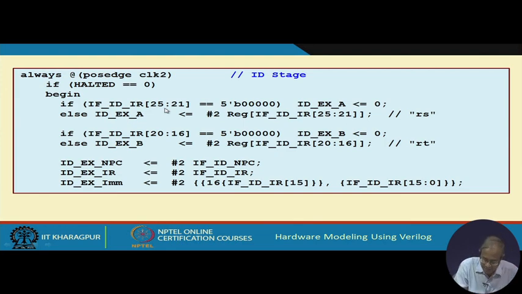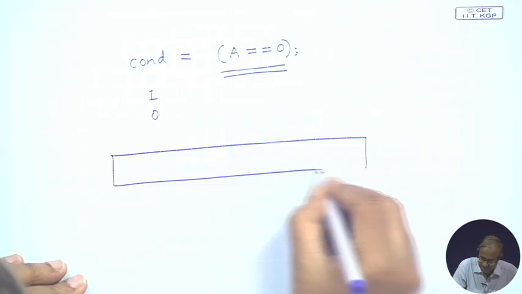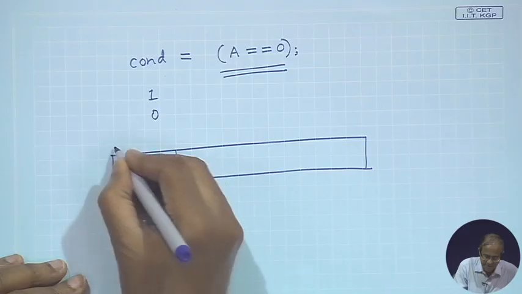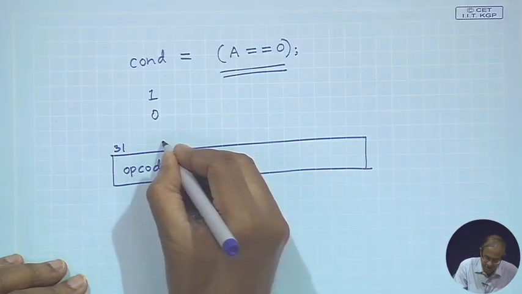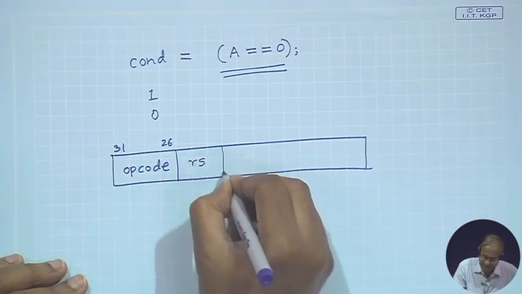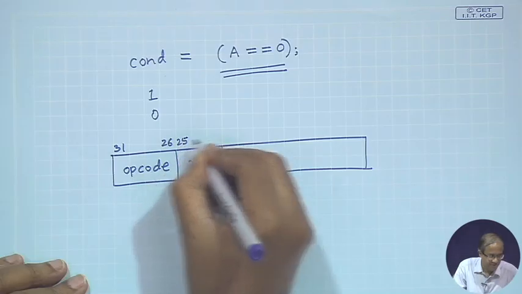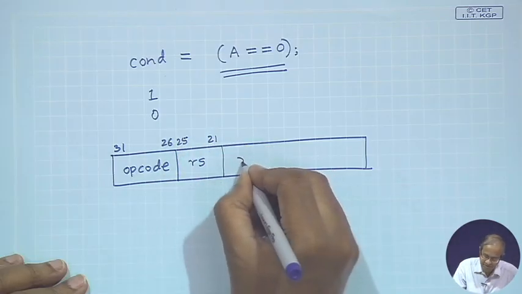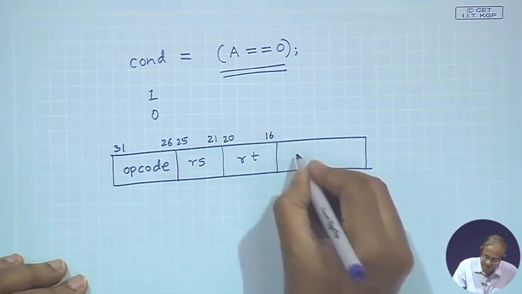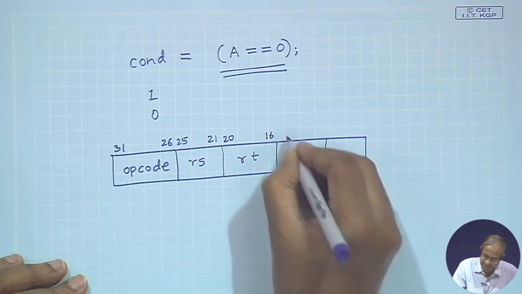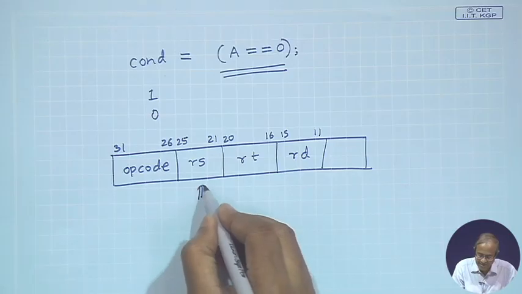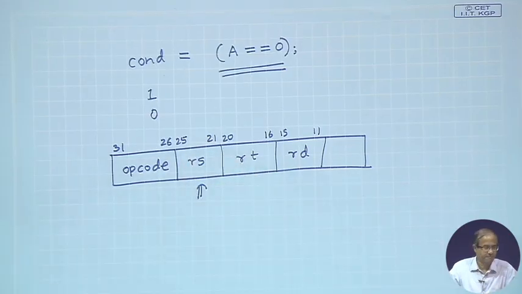Just to recall again, in the instruction register, the first 6 bits is the opcode. So, it is bit number 31 up to 26. Then you have register source, RS, bits 25 to 21. Then you have RT, which is bits 20 to 16. Then you have RD, which is bits 15 to 11. Okay. So, here we are accessing RS, bit numbers 21 to 25.